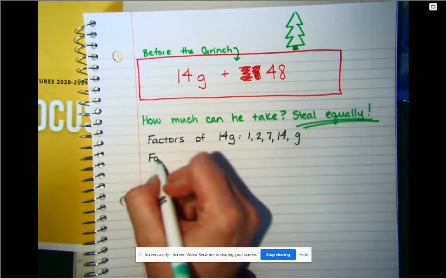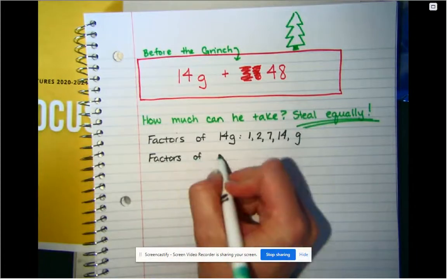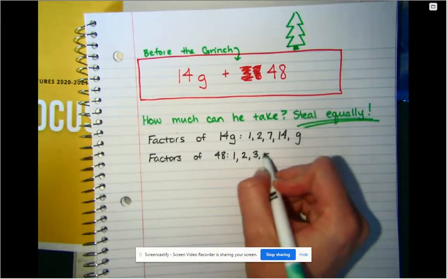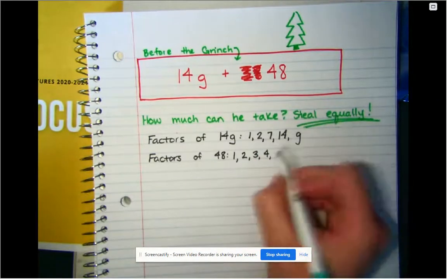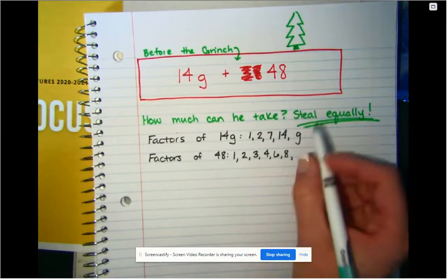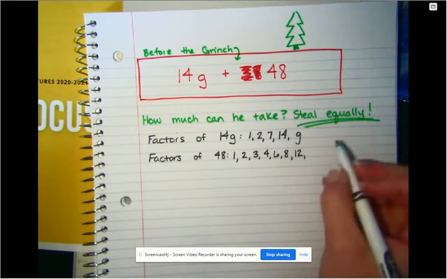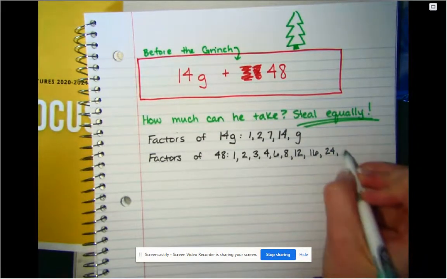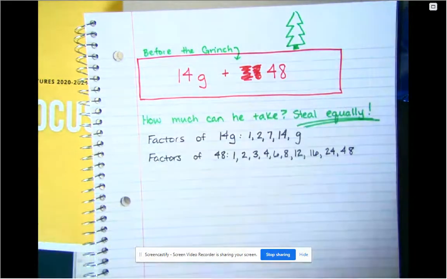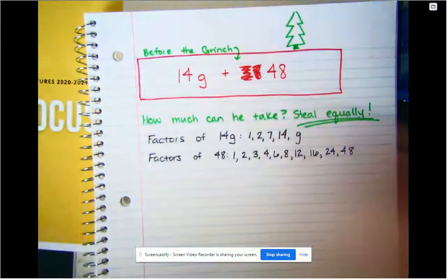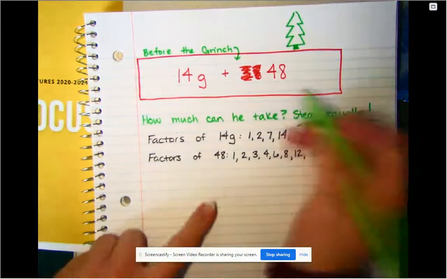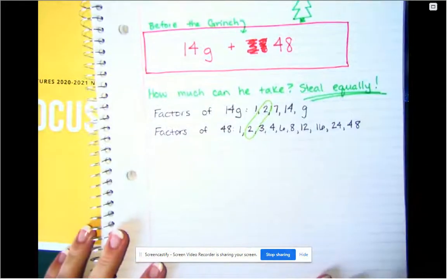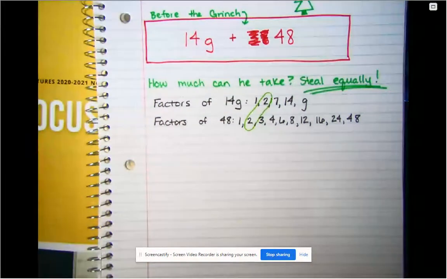And the factors of 48, this is where your factor table might come in handy. 1, 2, 3, 4, 6, 8, 12, 16, 24, 48, not g, right? g is not attached to that, okay? So the greedy Grinch looks around and says, ooh, well, it's not a lot, but I can take 2 from both of these terms. So he is going to divide out 2.